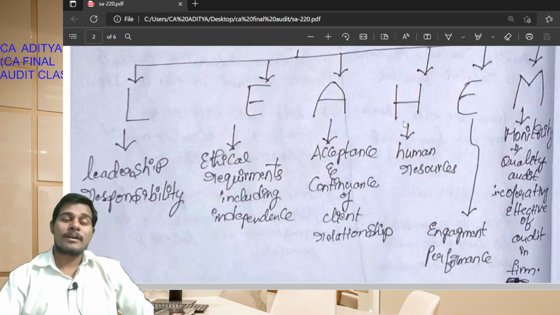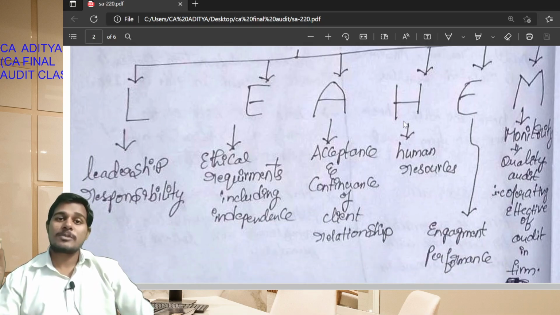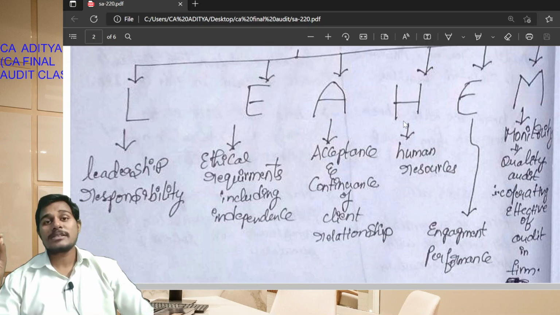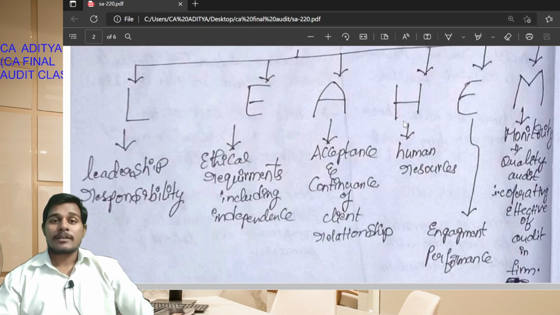That is LEHEM. L means leadership responsibility. E means ethical requirements including independence. A means acceptance and continuance of client relationship. H means human resources. E means engagement performance. M means monitoring the performance of the organization, that is the audit firm, the effectiveness of performance of the audit by the audit firm.